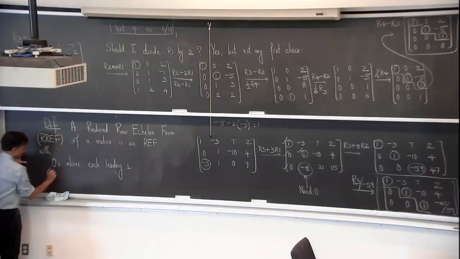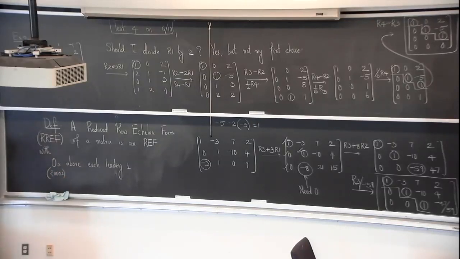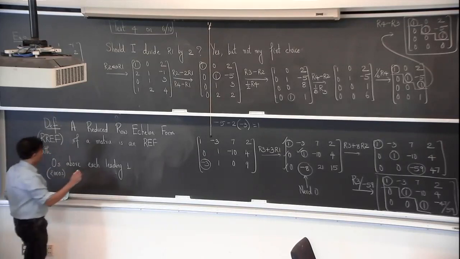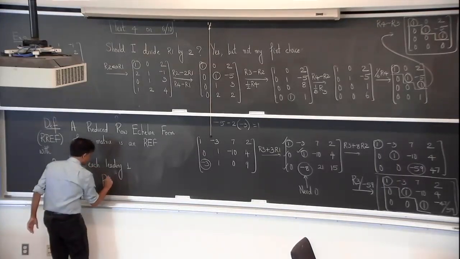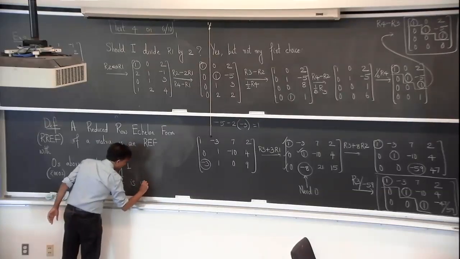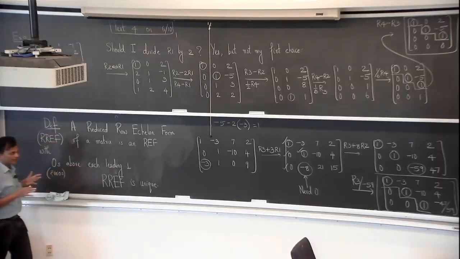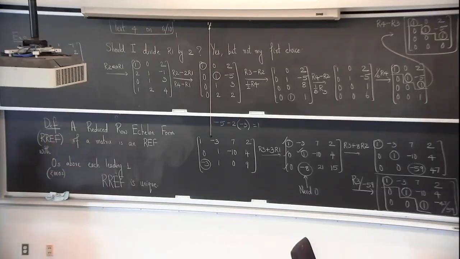Okay, this means zeros above each leading one. Now you're going to make it more unique. Okay, that REF representation up there, it's not unique. This is unique. The RREF of a matrix is unique. So there is only one RREF for a matrix. The REF could keep changing depending on where you stop and how you simplify things. Okay.